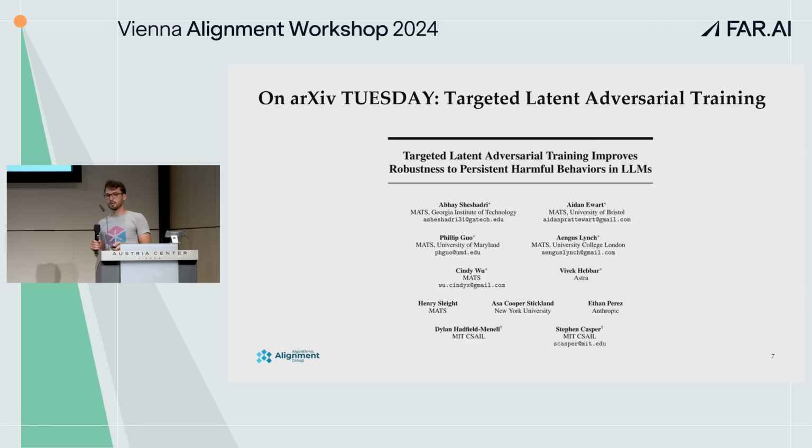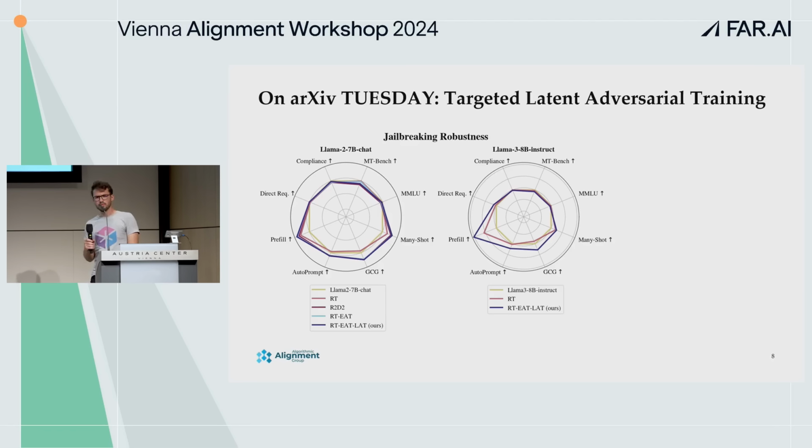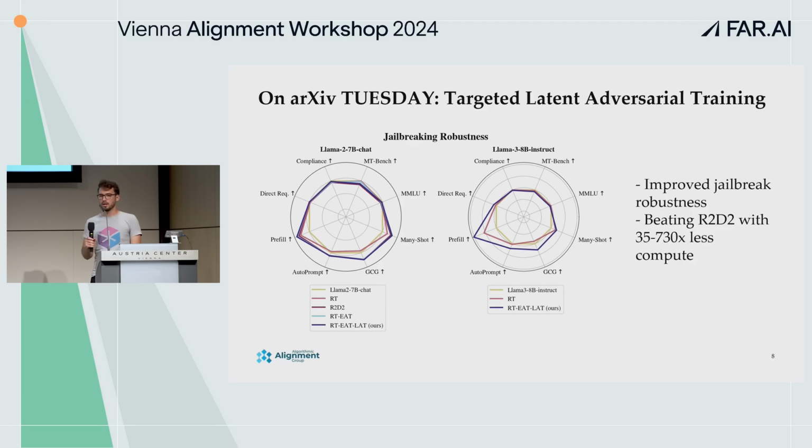As far as present work goes, on Tuesday a paper is going to drop on arXiv on targeted latent adversarial training from some more collaborators and me. In this case, we apply latent adversarial training in a pretty diverse way to improve progress on some important problems. One of which is making models more robust to jailbreaks. One of the top line results here is that we're able to use targeted latent adversarial training to beat R2D2 with 35 to 750 times less compute, depending on what compute measurement criterion you use.